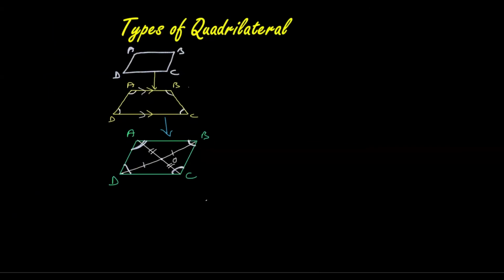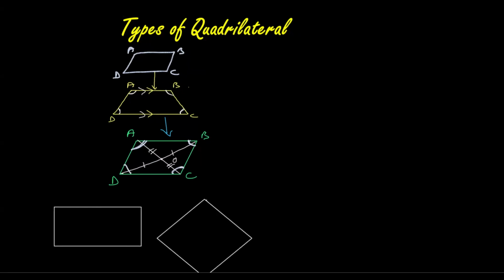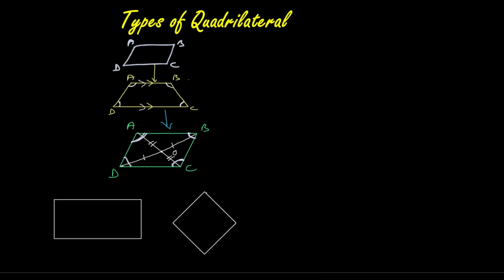Now we'll do special types of parallelogram. One is rectangle and the other is a rhombus. There is one more, that's square, that we'll study later. So let's begin with these two first. Now I say rectangle is a special type of parallelogram. So definitely it will have all the characteristics of a parallelogram plus something in addition. So what is that additional property that this rectangle will have?